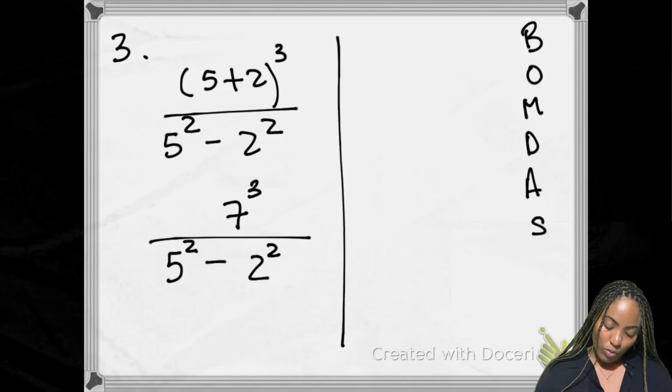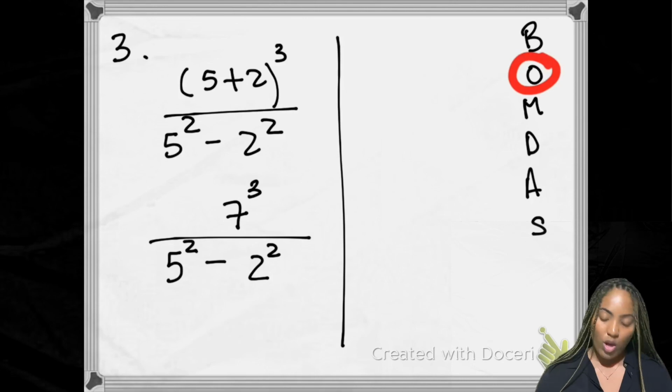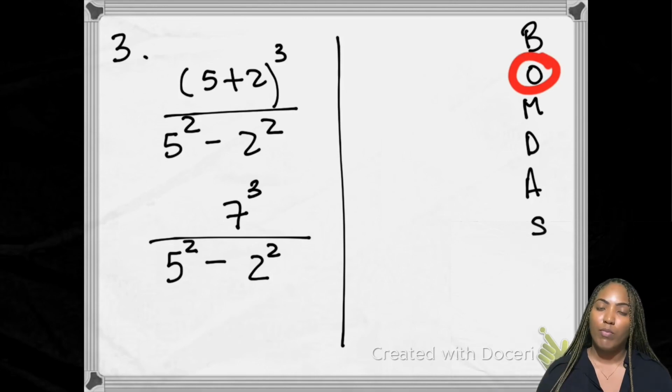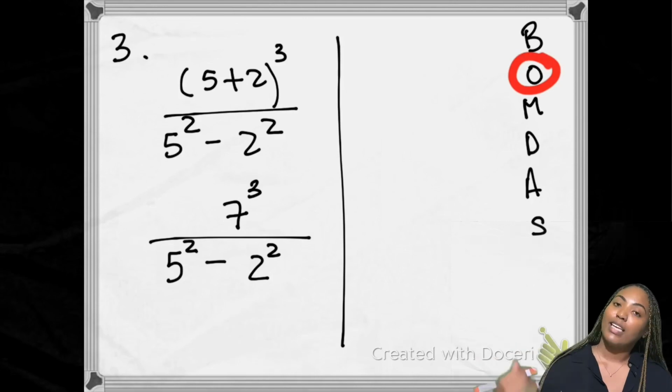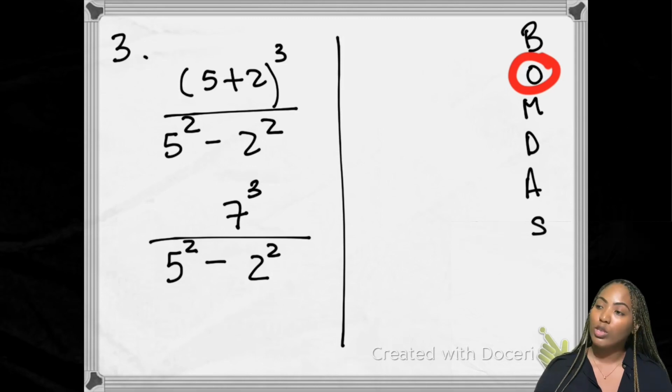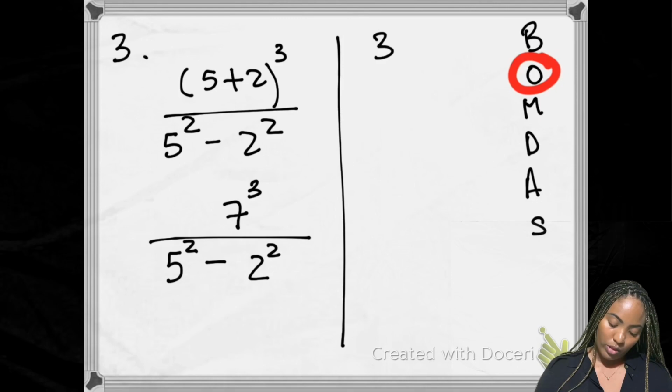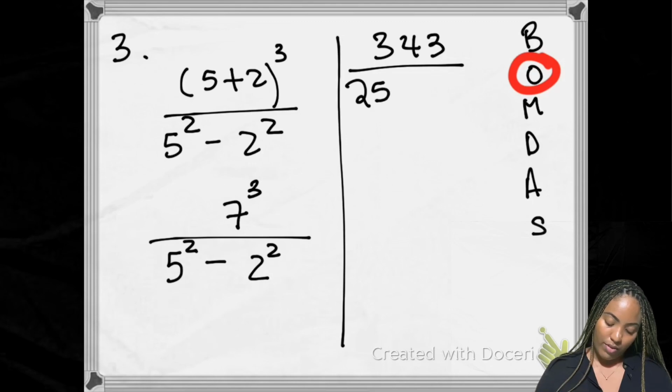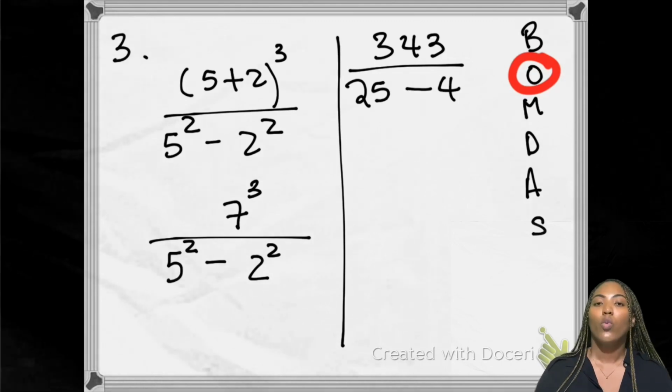We will now move to O, which, as I said, has to do with any powers. In this case, we will also look at the fraction. So we will look at any one with powers. So 7 cubed will give us 343. 5 squared will give us 25, and 2 squared will give us 4.